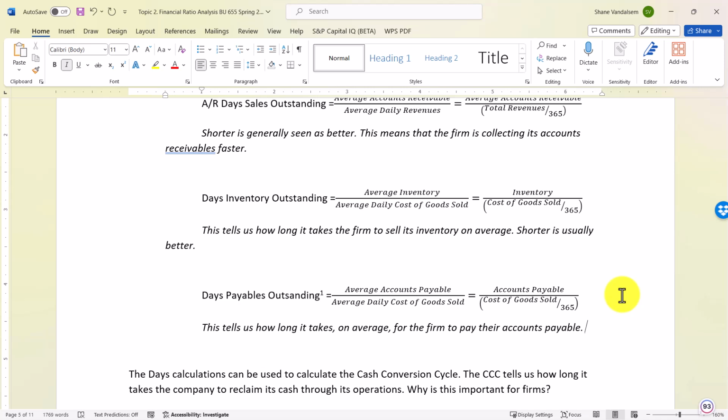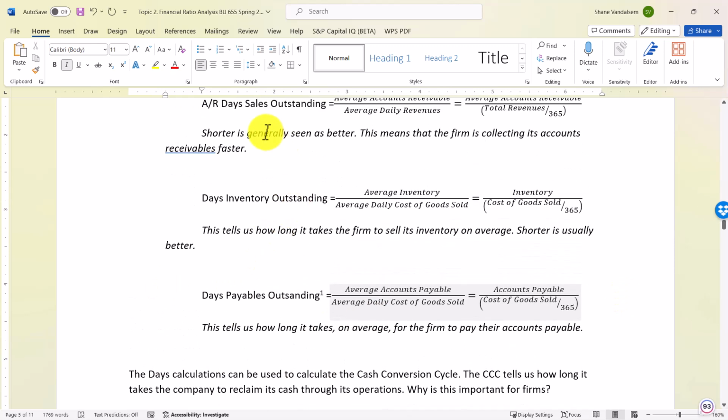For the other ones, we usually say shorter is better. As I mentioned before, for accounts payable, longer isn't necessarily better, but too short and you're not taking advantage of the credit that's being offered by your suppliers. Too long, and those suppliers are going to get worried that you're not going to pay them. So longer is usually better, but too long is not good. Okay.